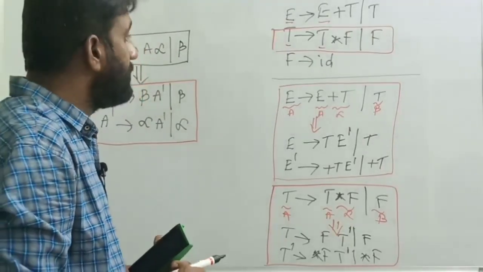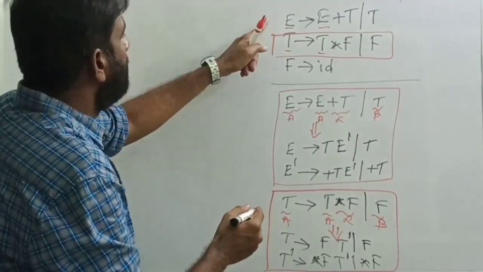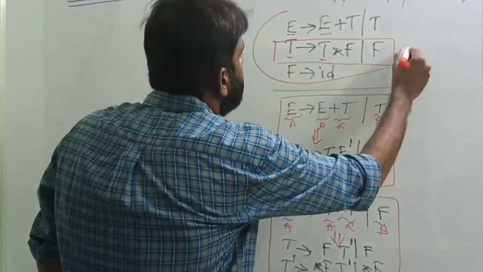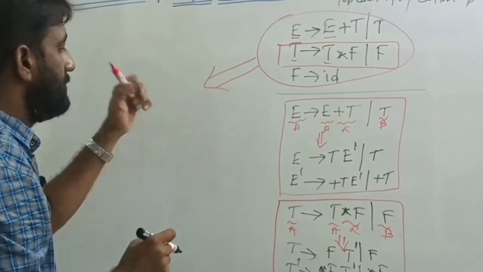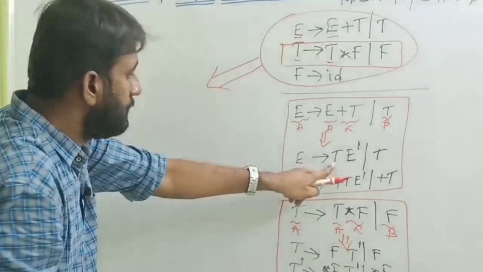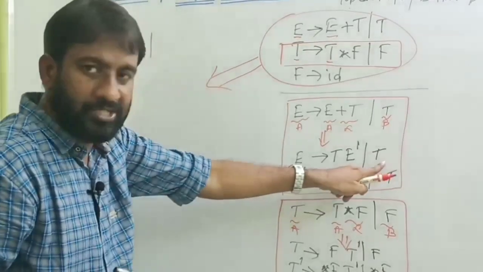Now let me write down the entire grammar at once. This was the left recursive grammar. The equivalent grammar without left recursion consists of all these productions. What are the productions? E tends to T E dash slash T.